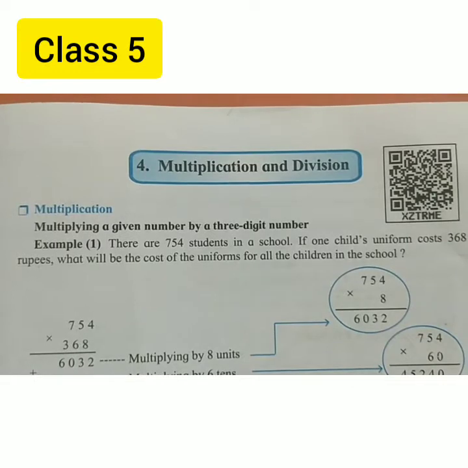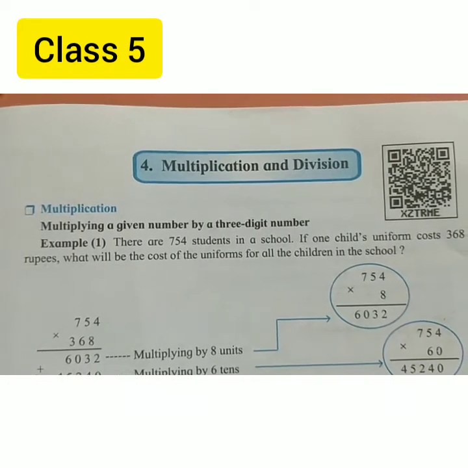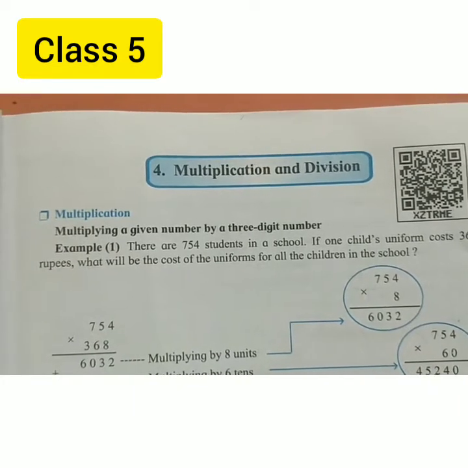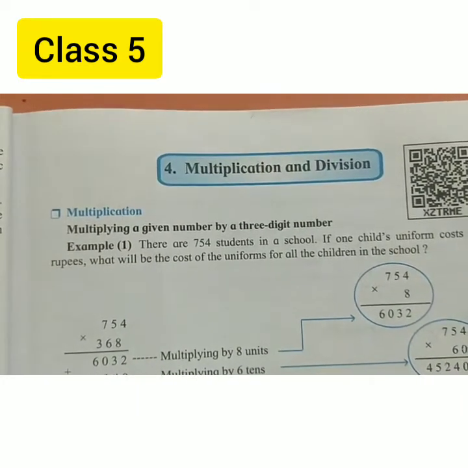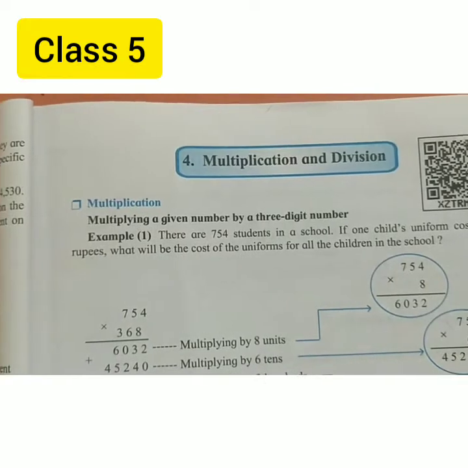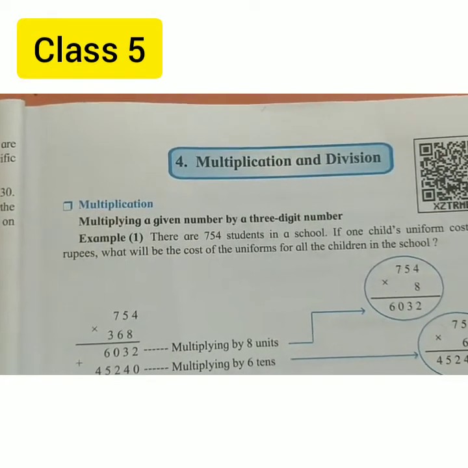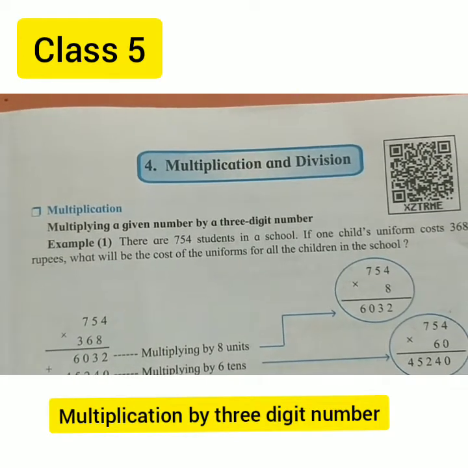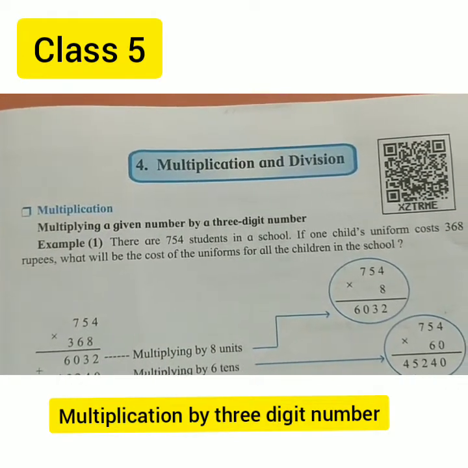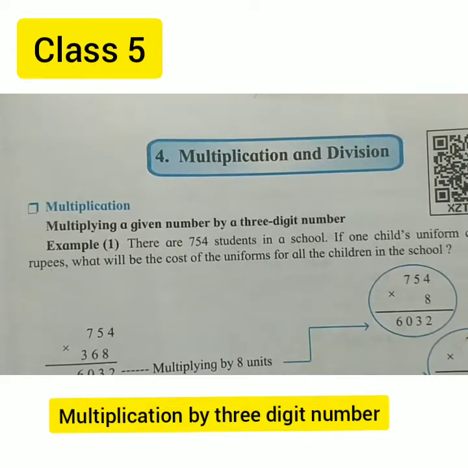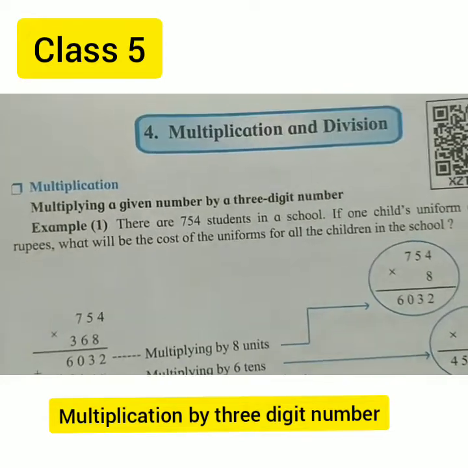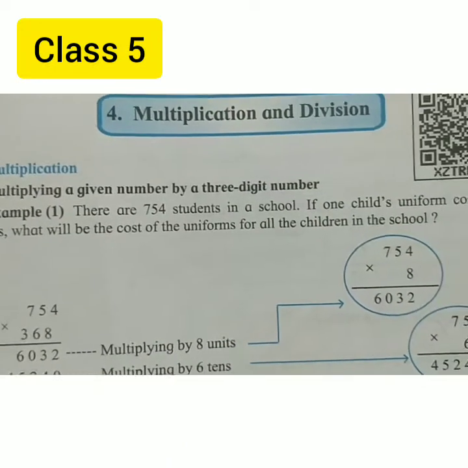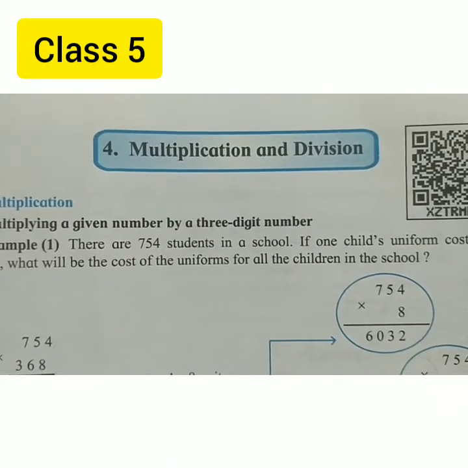Okay, when do we do this multiplication? When we know the value of one object and we need to find the value of a set of objects. For example, if you know the value of one pen and if I ask you the value of 10 pens, then that time we are going to do the multiplication. Here we are going to learn how to multiply a given number with a 3-digit number. So read the first question.